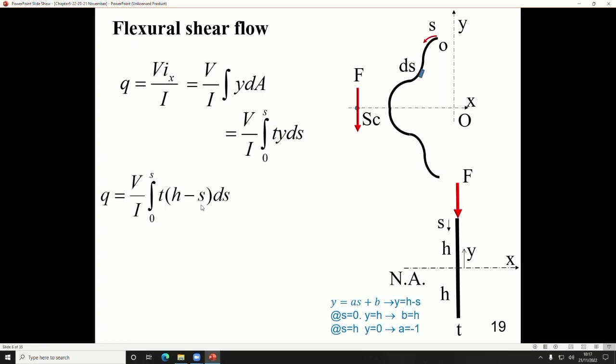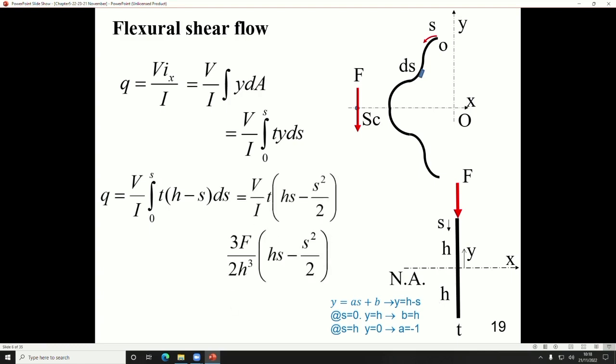So this is a linear function. The integral of a linear function becomes a quadratic function. T is constant, it can be removed. I is equal to 1 over 12, b, which is t, h, which is 2h cubed. So from there, you can find the shear flow distribution. And it is exactly the same as what I showed you on slide 17.